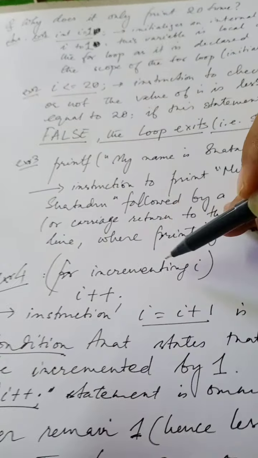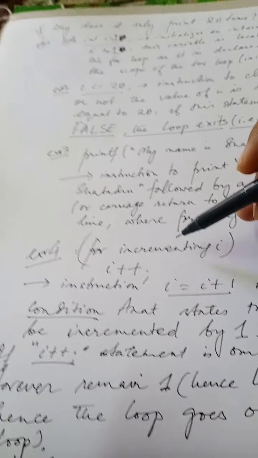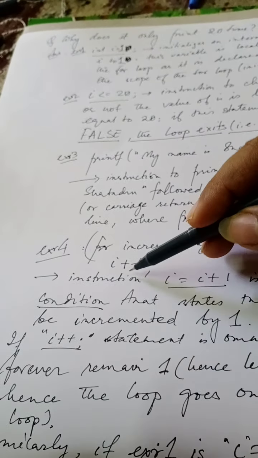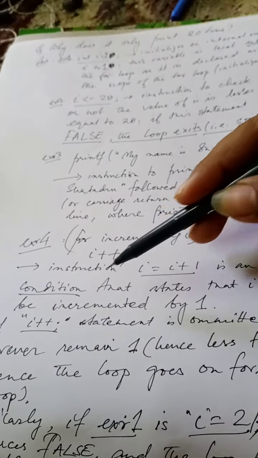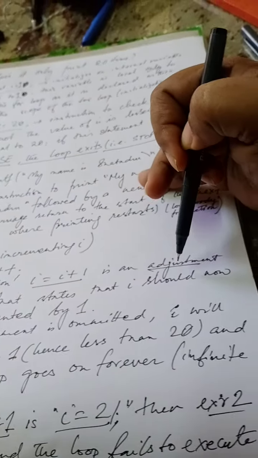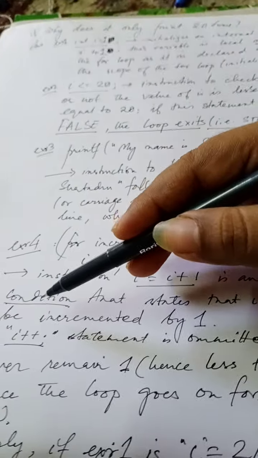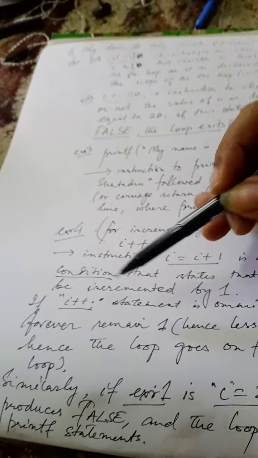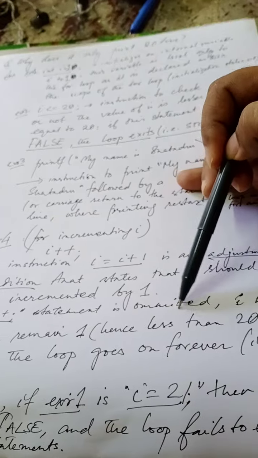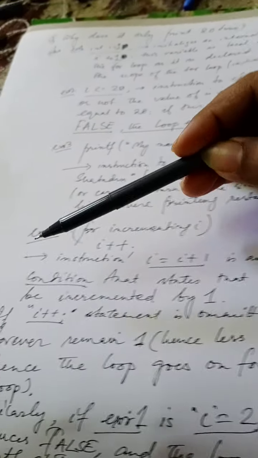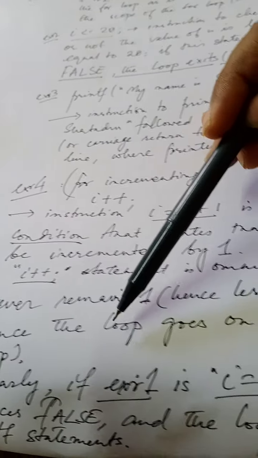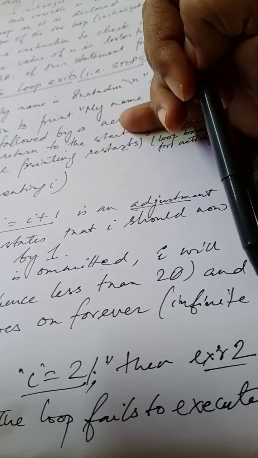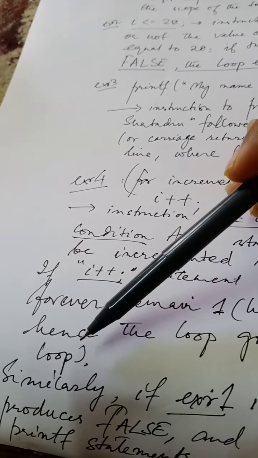And expression 4 is the adjustment statement. It is for incrementing i, so i++. This is the instruction that i equals i plus 1. It is an adjustment condition that states that i should now be incremented by 1. If the i++ statement is omitted, i will forever remain 1, hence less than 20, and hence the loop goes on forever. That is, it's an infinite loop.